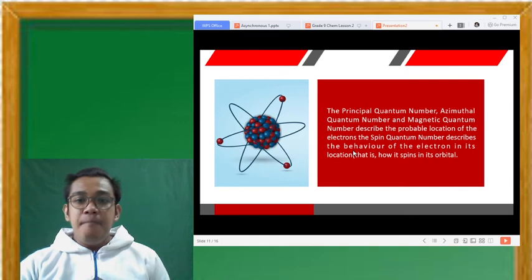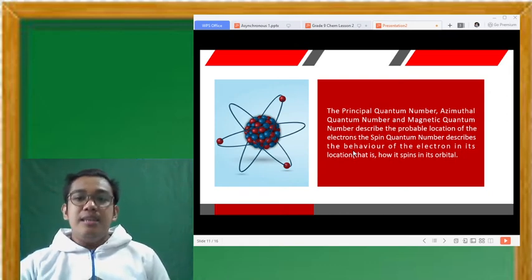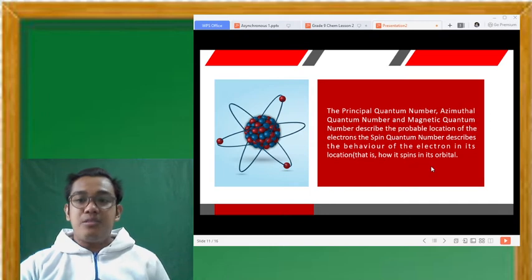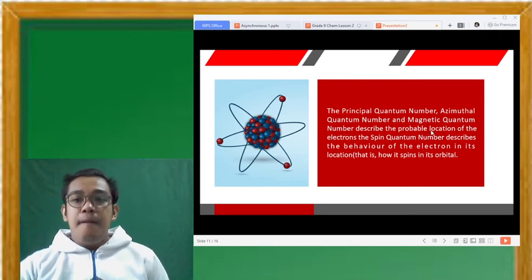All right. So the principal quantum number, azimuthal quantum number, and magnetic quantum number describe the probable location of the electron. The spin quantum number describes the behavior of the electron in its location, that is, how it spins in its orbital. Just remember, the azimuthal and the magnetic describe the probable location of the electron, and the spin quantum number describes the behavior.